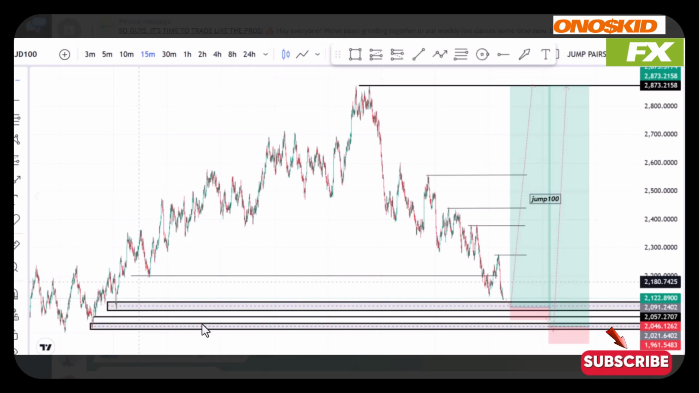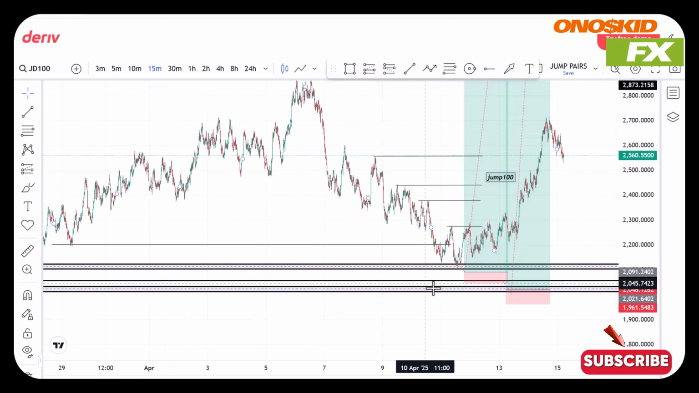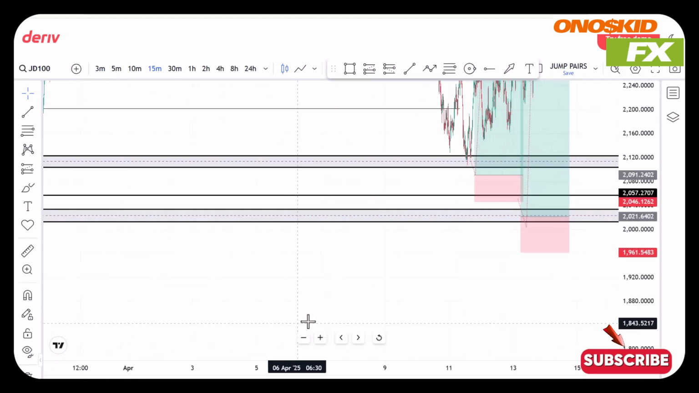And oh no, there was an imbalance here that price decided to fill up, but I had an unmitigated OB here that price has not tapped into. So I was not bothered about all of these things. I waited for price to tap in here, and let's see what happened. Price eventually tapped into the box properly, into the POI properly.